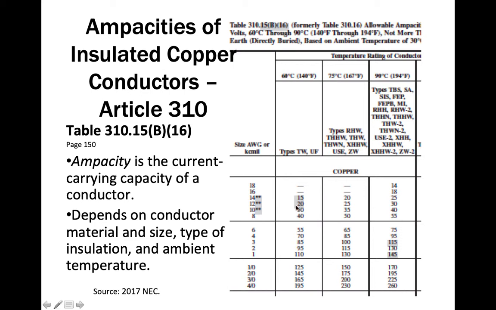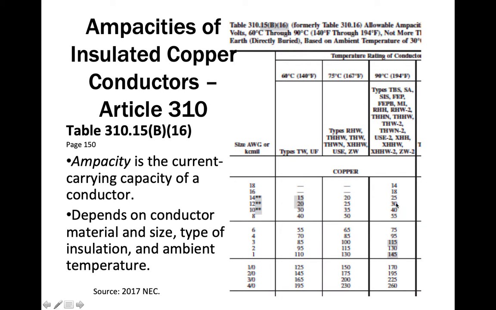And I slide my finger over to the right, to the 60 degree column, and that says that number 12 conductor, copper, can handle up to 20 amps, or the ampacity of that conductor is 20 amps. If I have a 75 degree insulative jacket on it, that same conductor, same cross-sectional area, same everything, but the insulative jacket can only handle now 25 amps. So as the insulative jacket increases its temperature abilities, so does the ampacity rating of the conductor.